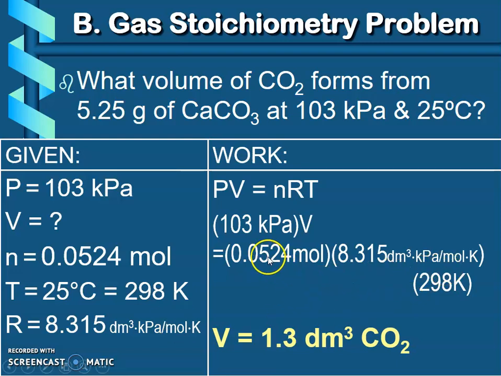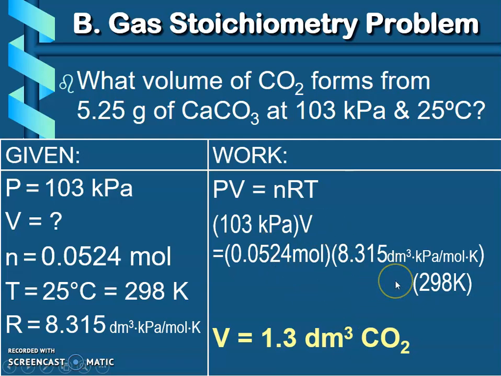Okay, and solve. So to solve, the first thing I'm going to do is multiply these three numbers together, and then divide by 103. If you're paying attention to your units, you'll see that when you multiply these three numbers together, your moles and your Kelvin cancel off. And then when you divide by kilopascals, the kilopascals cancels off, and you are left with decimeters cubed. So your volume answer is in decimeters cubed, which is 1.3.